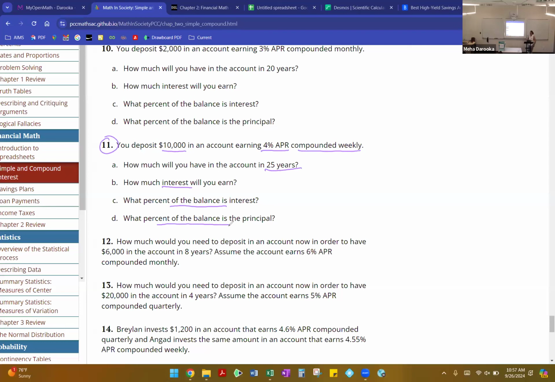Since this is compounded weekly, this is not a continuous compounding problem, so just make sure you know which formula you are using.